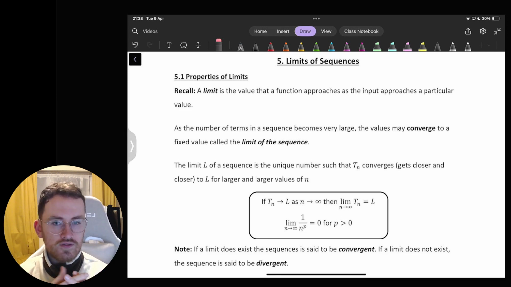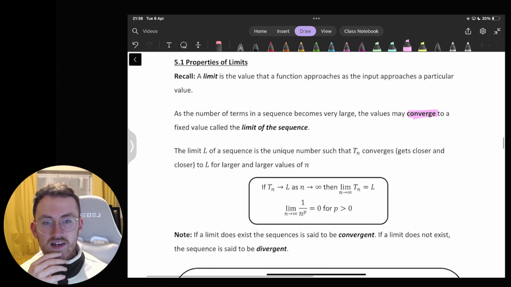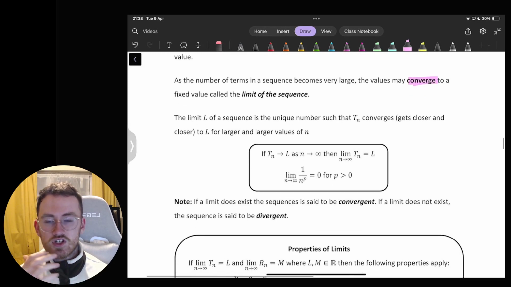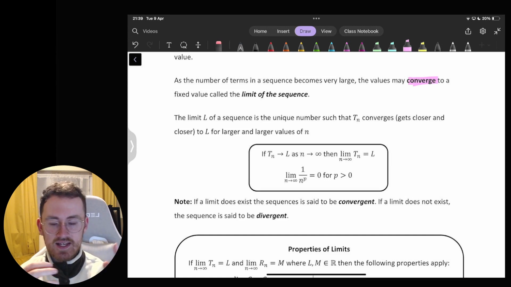The same is true of our sequences. So as the number of terms in our sequence becomes very large, the values may converge to a limit. And the limit is this unique number L such that my sequence Tn converges to L as n gets larger and larger. So the same notation that we had for our functions: the limit as n goes to infinity of Tn is L, where L is the number that we're converging to.